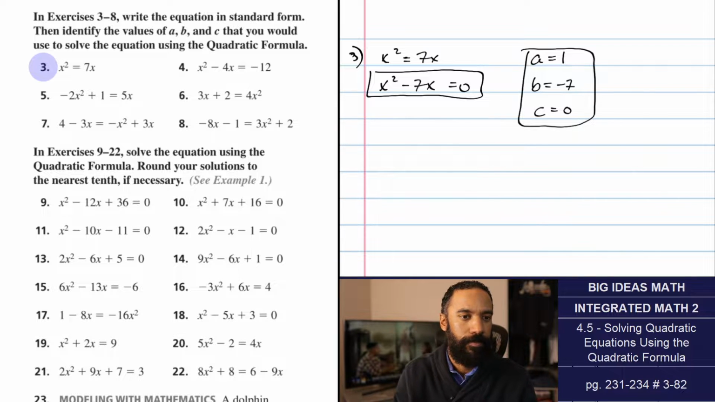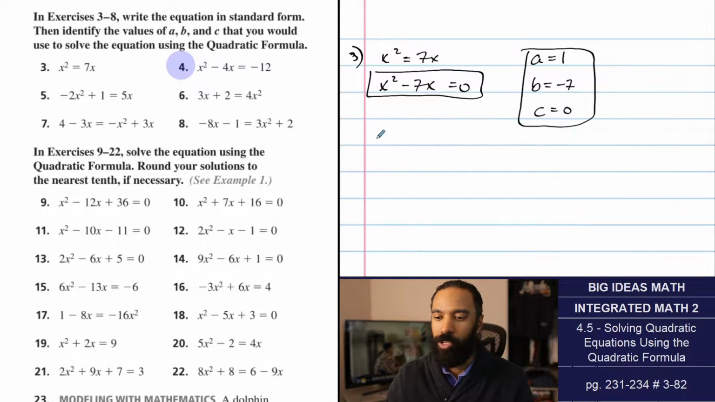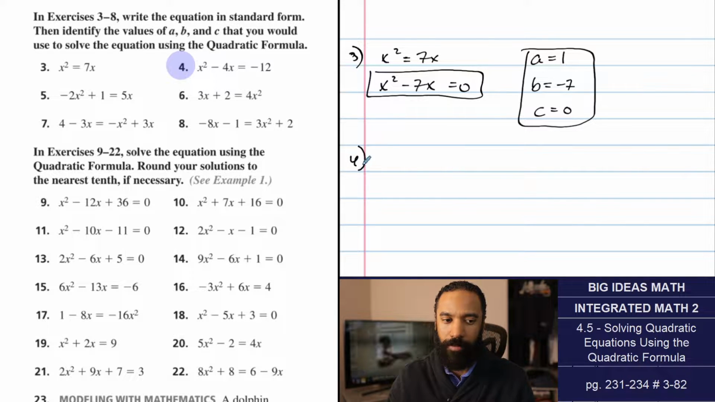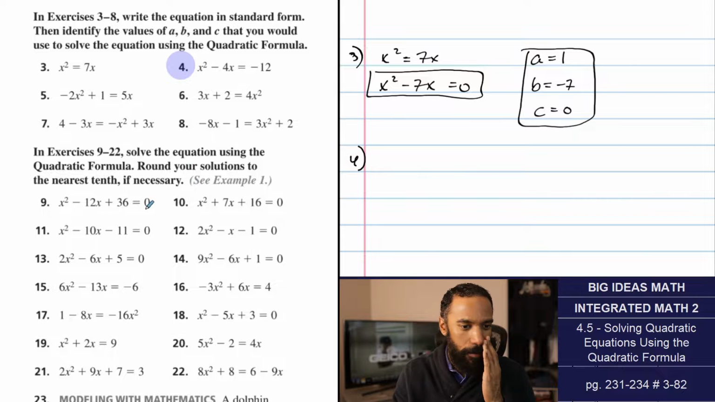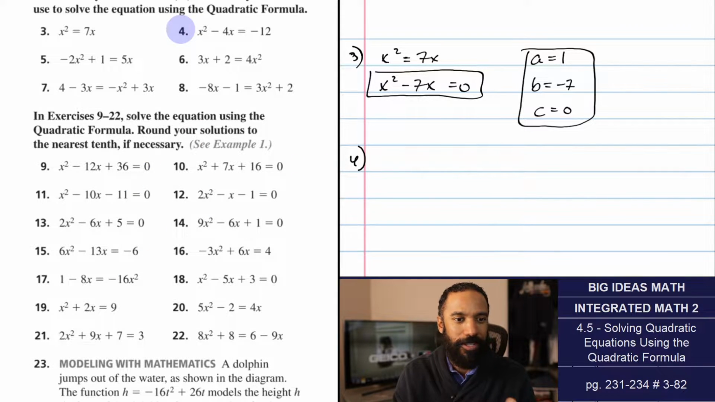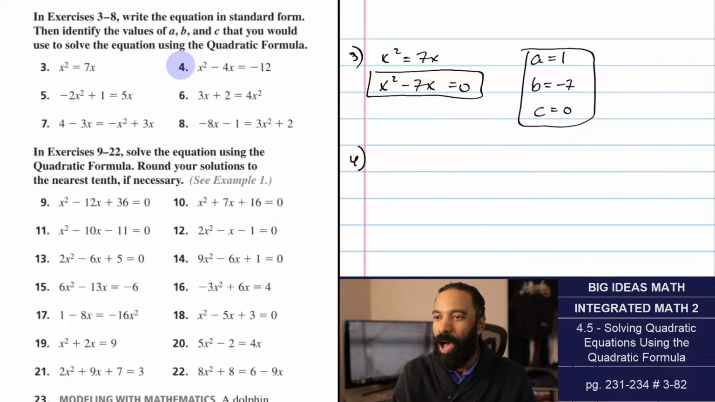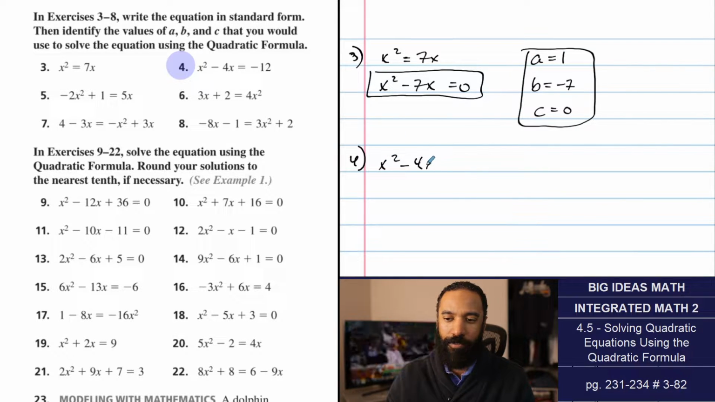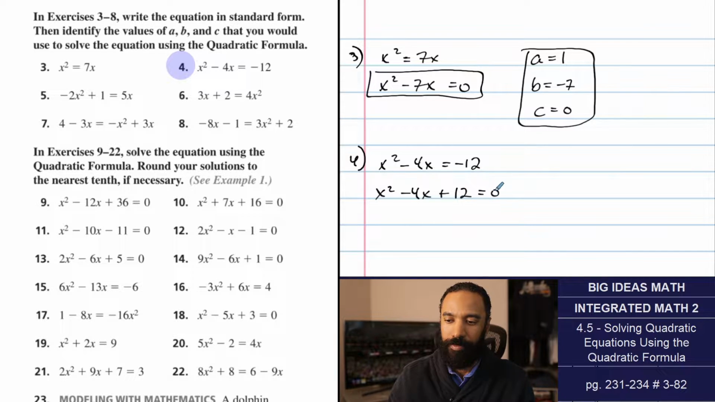Number 4. None of these are in standard form to begin with, set equal to 0, whereas the next set of problems all are, saying equals 0, until later. All right, number 4: x squared minus 4x equals negative 12. Let's add 12 to both sides and set that guy equal to 0. There's your standard form.